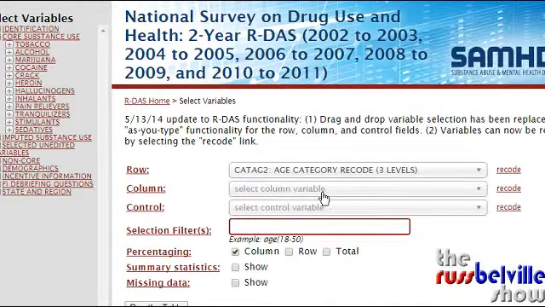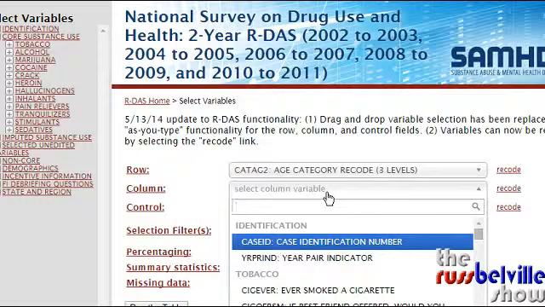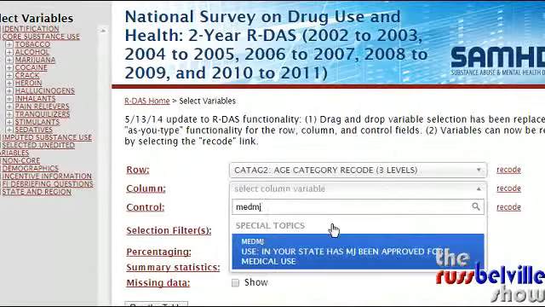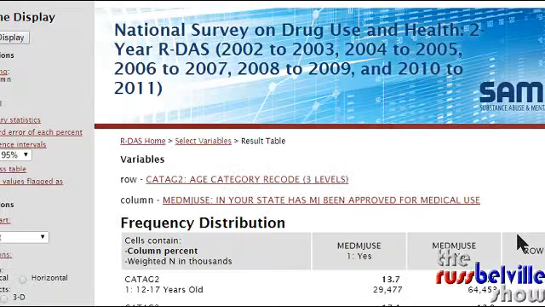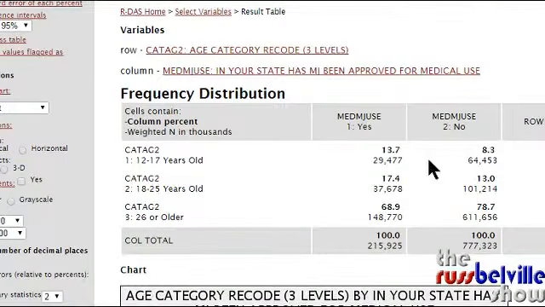Now, we can also figure out whether or not a state has medical marijuana use. This is broken down by state. A variable called MedMJ use will tell us whether or not your state has been approved for medical marijuana. Running that table is going to tell us that within the data, we have 13.7% of 12 to 17-year-olds surveyed in the medical marijuana states versus 8.3% of 12 to 17-year-olds surveyed in the non-medical marijuana states. But again, this is everyone surveyed. This isn't asking whether or not they've used marijuana.